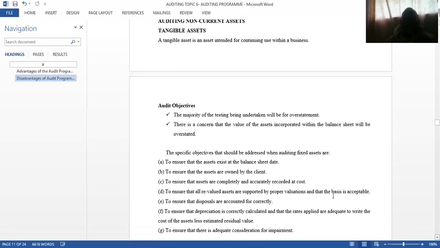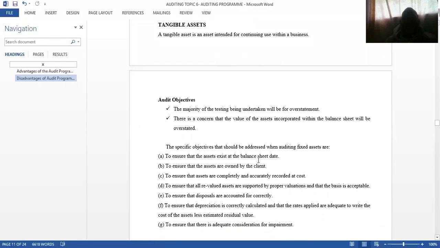Number one is to ensure that the assets exist at the balance sheet date. Here is to confirm that if we have said that the furniture is worth this much at the balance sheet date, which is actually the end of the year, the date for the end of that particular financial year, you confirm whether those assets actually exist as captured. Ensure that the assets are owned by the client. You can find a case whereby the assets are indicated, but they are not owned by that particular company which you are auditing. Ensure that assets are completely and accurately recorded at cost.